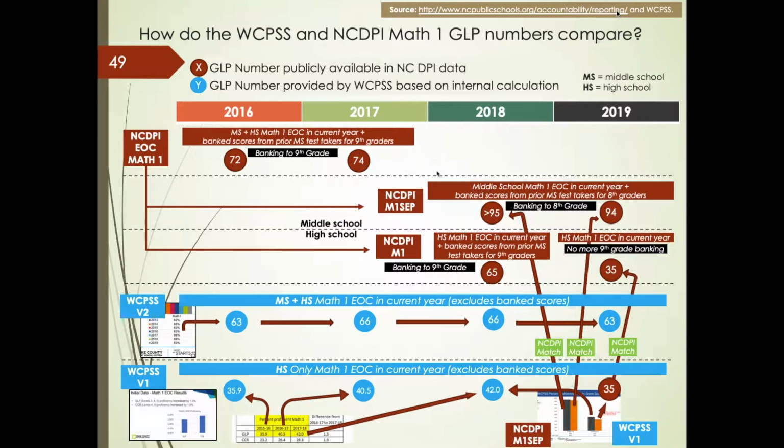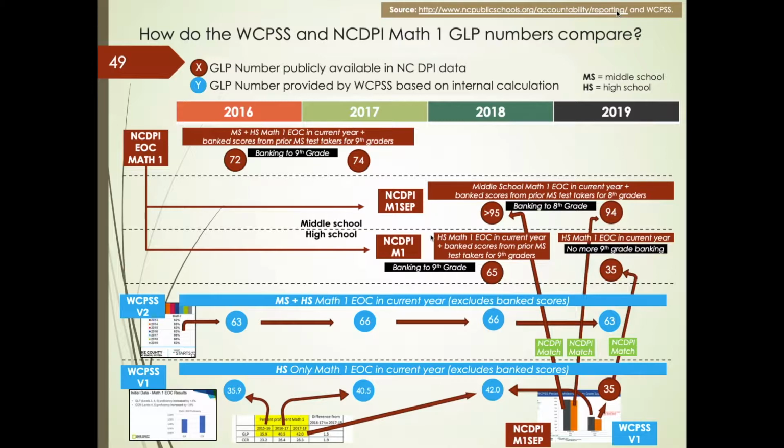Then in 2018, that metric sort of broke into two parts. There was this M1 SEP part and the M1 part. So this M1 SEP was for middle school, the other one, M1, was for high school. So the numbers we saw there were for the M1 SEP, which again, middle school students taking Math 1, the GLP was greater than 95 for 2018. And then for 2019, it was 94. So in other words, these middle schoolers are doing really good in Math 1 because they are the advanced students that are taking Math 1 in 6th, 7th, or 8th grade.